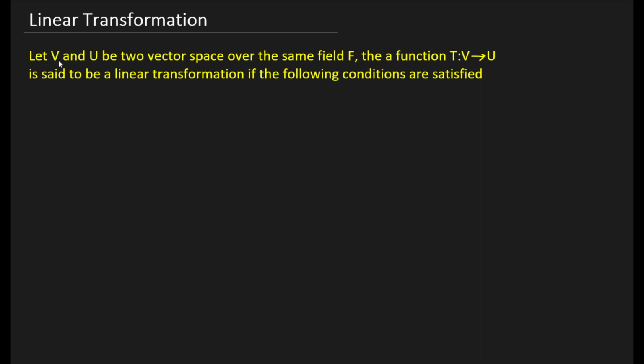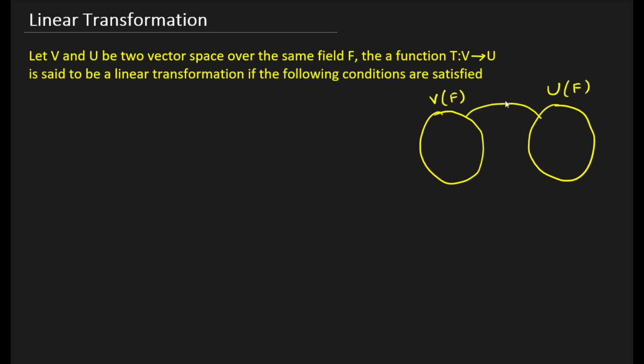Let V and U be two vector spaces over the same field F. Okay. So capital V और capital U दो अलग अलग वेक्टर स्पेस हैं, लेकिन जो फील्ड है वो क्या है? सेम. तो suppose one is V, another one is U, but you see the field is same. Okay, field is same. Then what is T? Now T is a function from U to V, sorry, V to U. Okay, T is a function from V to U.